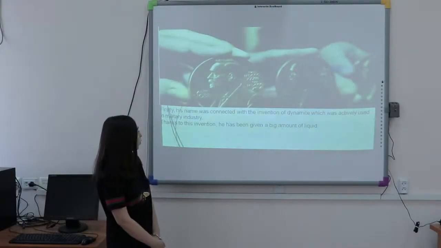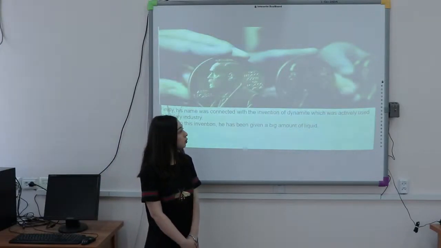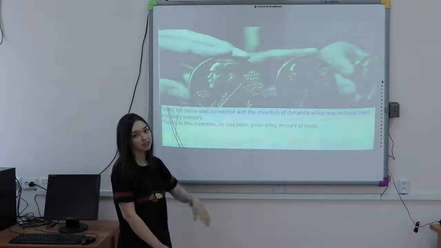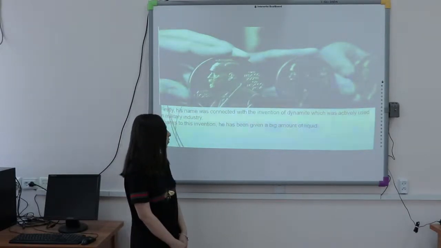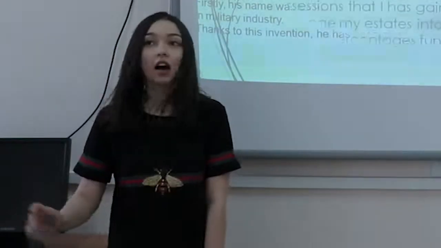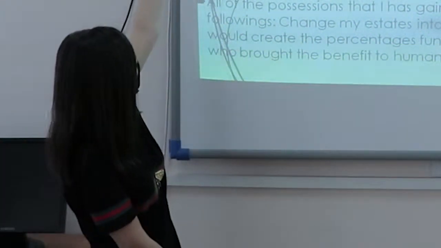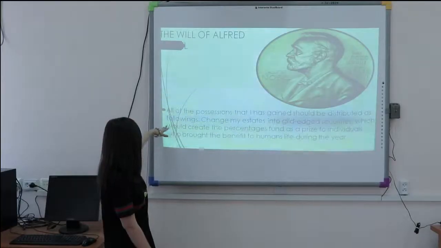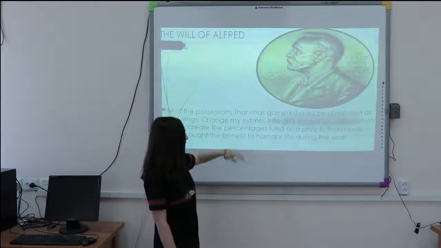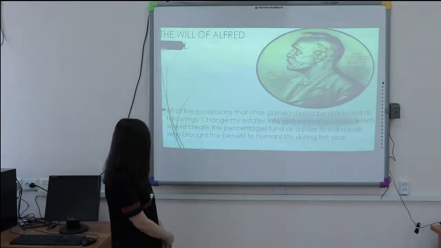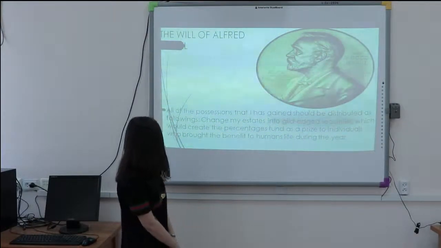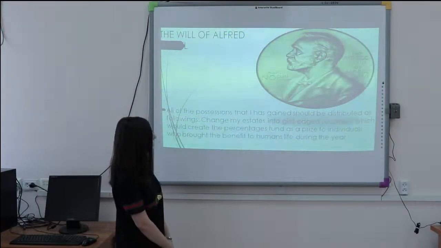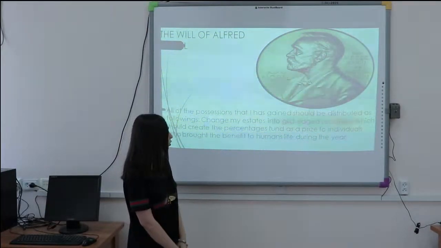But firstly, his name was connected with the invention of dynamite, which was actively used in the military industry in World War II. Thanks to this invention, he was given a big amount of money. After his death, this is the will of Alfred. He said, all of the possessions that I have gained should be distributed as follows: change my estate into gilt-edged securities, which would create a fund whose percentages are given as a prize to individuals who brought the greatest benefit to human life during the year.